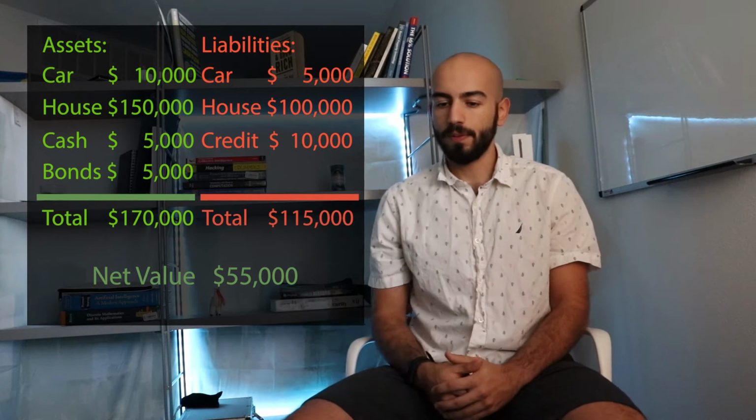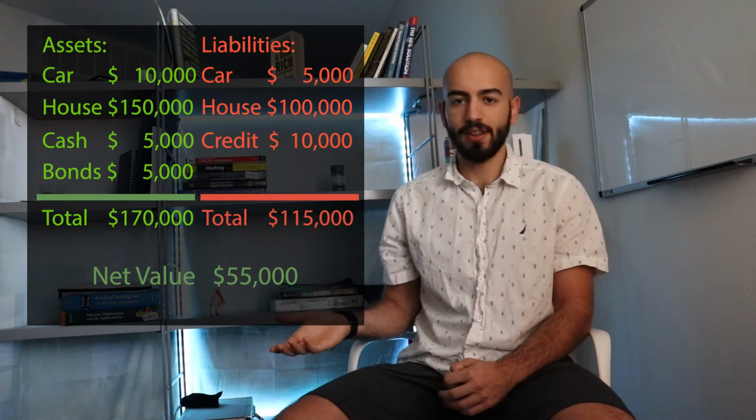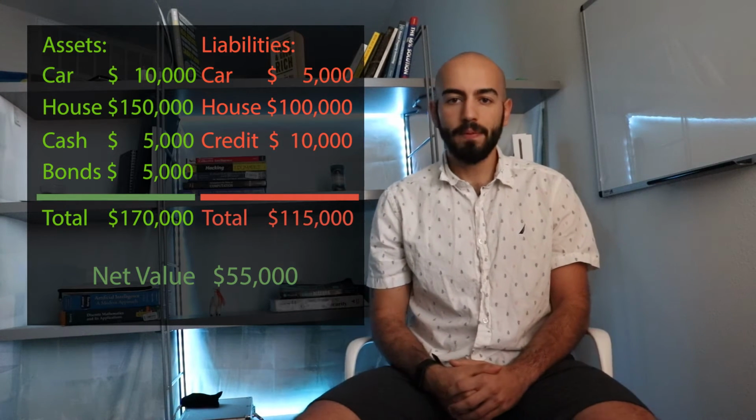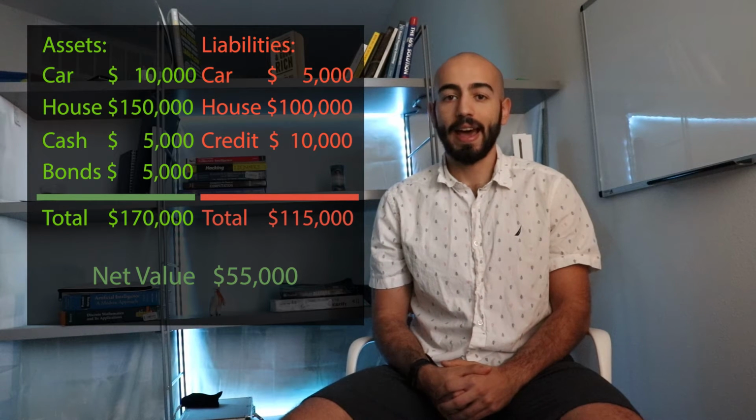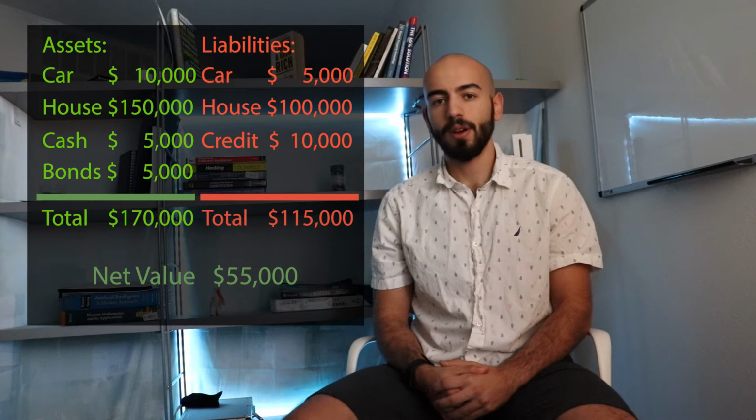On the other hand, let's say that a $10,000 charge comes up. What is our person to do? He clearly is worth more than $10,000. He has a $55,000 net value, but he only has $5,000 in cash. The other $5,000 of semi-liquid assets he has available are bonds.